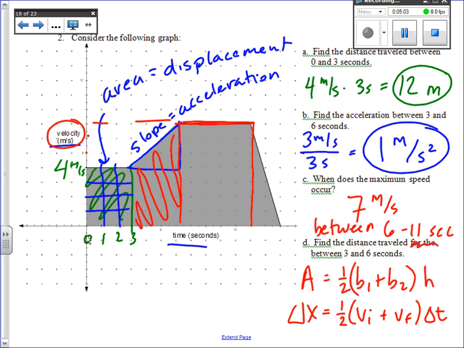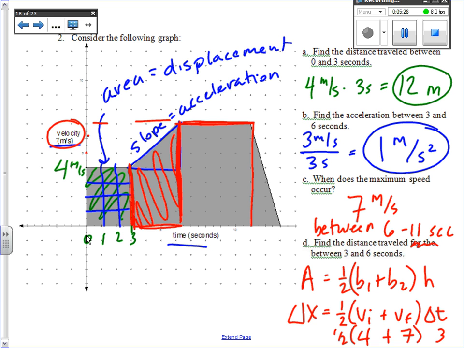And those things correspond. My initial velocity is the height of my first base. That's 4 meters per second. My final velocity is the height of my second base. That's 7 meters per second. And the time that this occurs is 3 seconds. So 1/2 times 11 times 3.